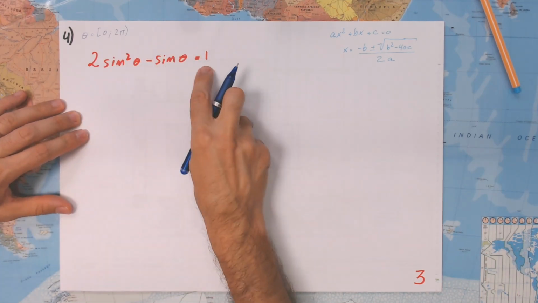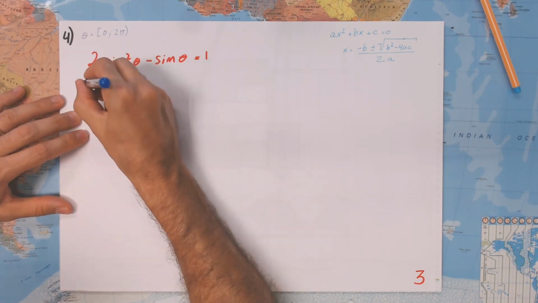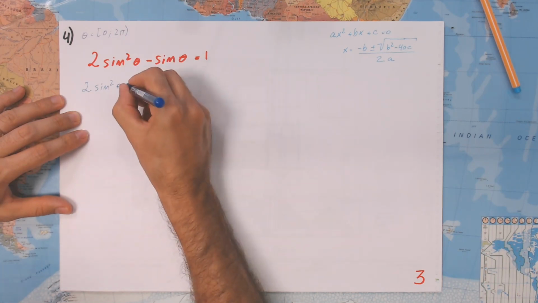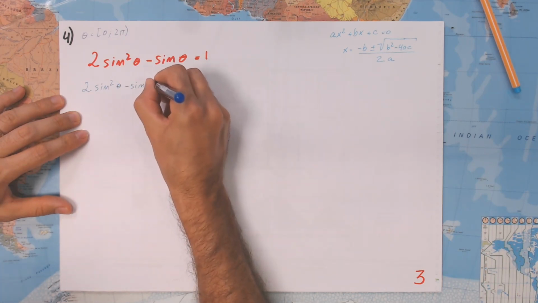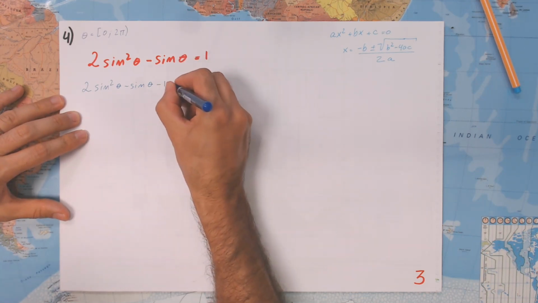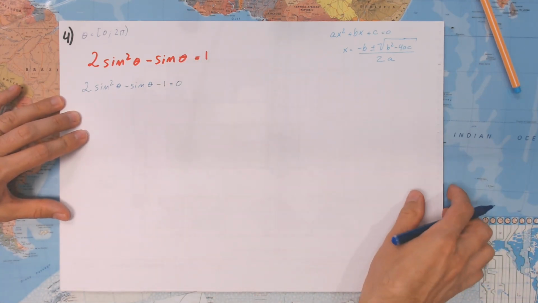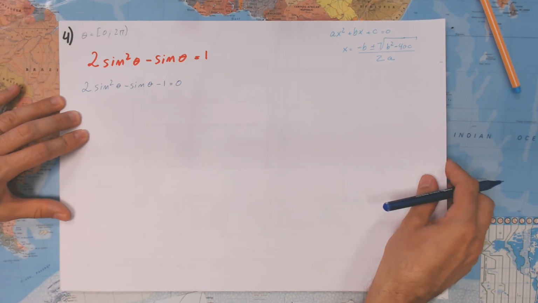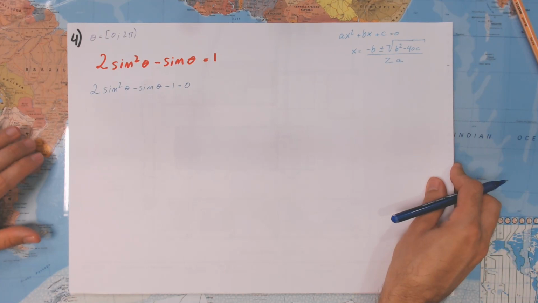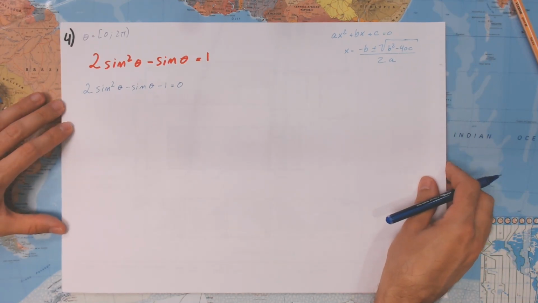So let's just bring the 1 to this side. It's going to be 2 sine squared of theta minus sine of theta, minus 1 equals 0. Let's bring a little bit to this side. I think it's better.